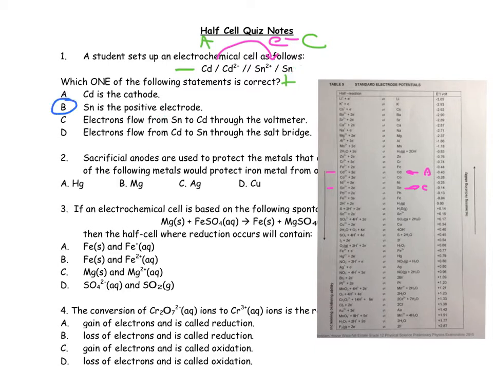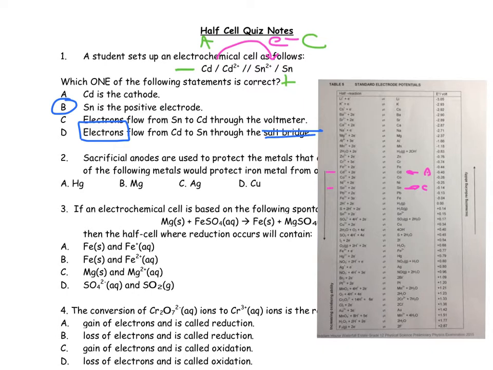The electrons are flowing from the tin to the cadmium through the voltmeter. No, they are not. They are flowing from the cadmium to the tin. And electrons flow from the cadmium to the tin, yes. Through the salt bridge, no. It's through the voltmeter. The salt bridge does not transfer electrons. It transfers ions. Remember, electricity is the transfer of charged particles.